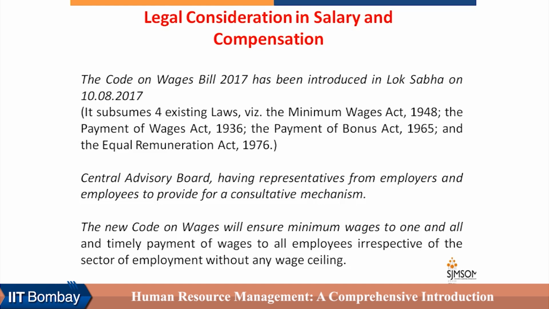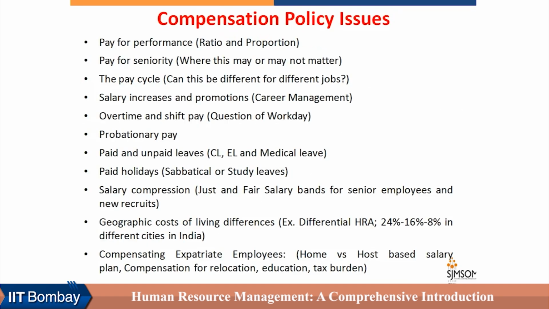So, the job of fixing the salary and compensation will not be of government, but this central advisory board which is likely to be set up in the Code on Wages Bill 2017. Compensation policy issues are complicated. We need to consider so many factors before we decide upon the salary and compensation. Pay for performance: what percentage of payment should be based on the performance and what percentage of the compensation should be fixed? That is a tricky question.